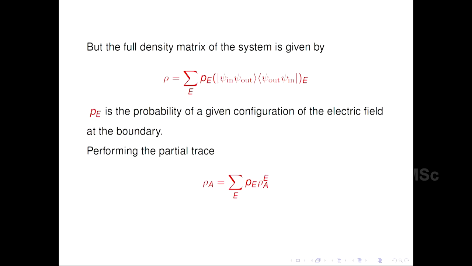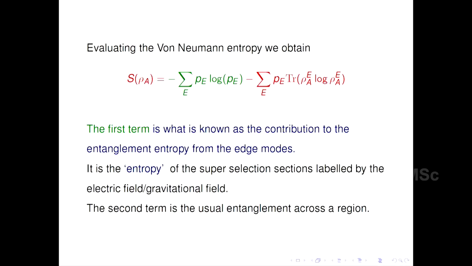The full density matrix is the sum over the superselection sectors, the sum over E, where P_E is the probability of a given electric field configuration. Then we form the reduced density matrix over the sum. So we just carry out this thing, where the P_E is there. And evaluating the von Neumann formula, we have this particular term.